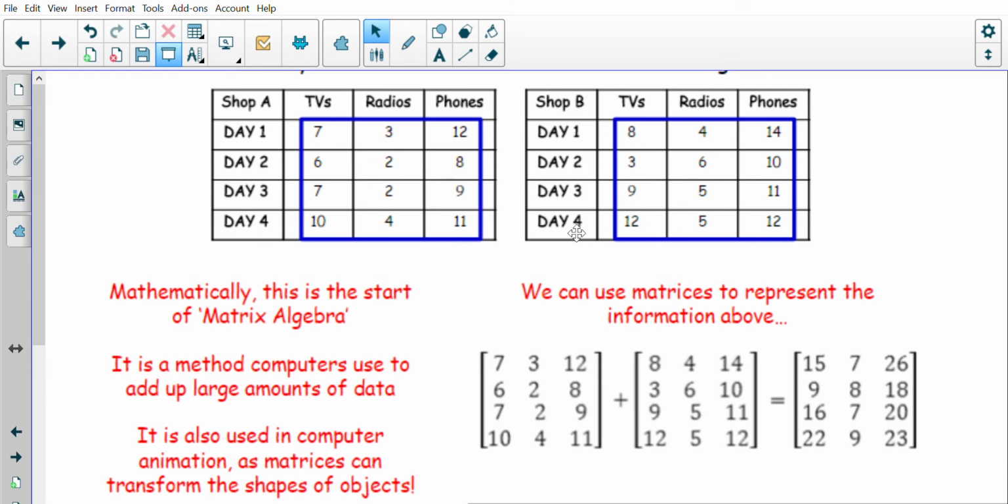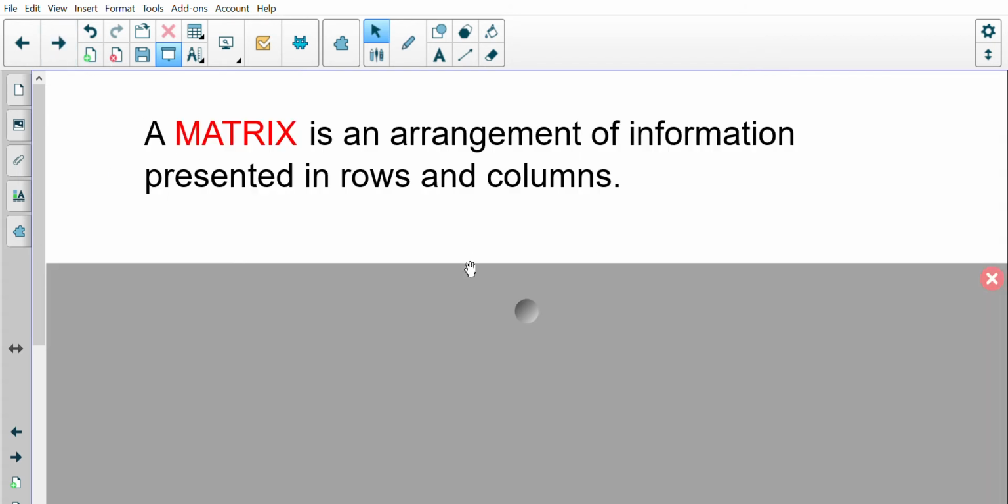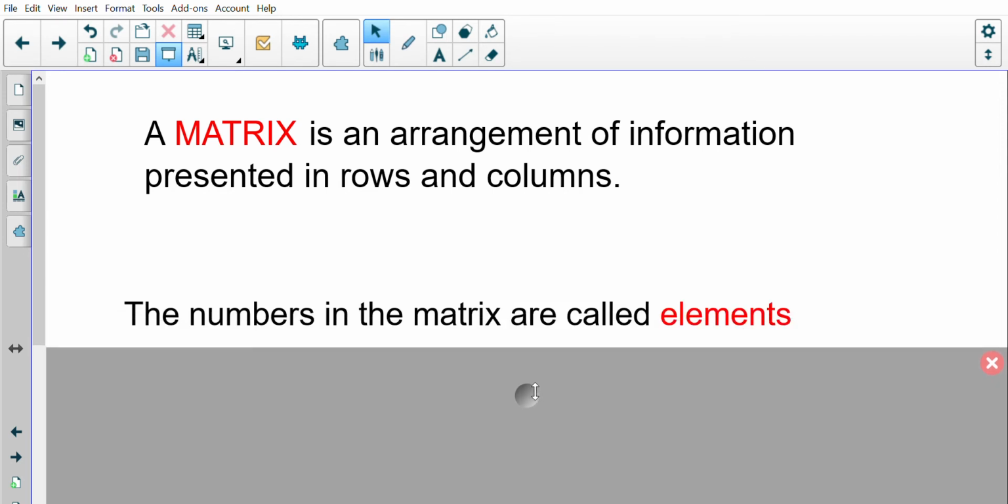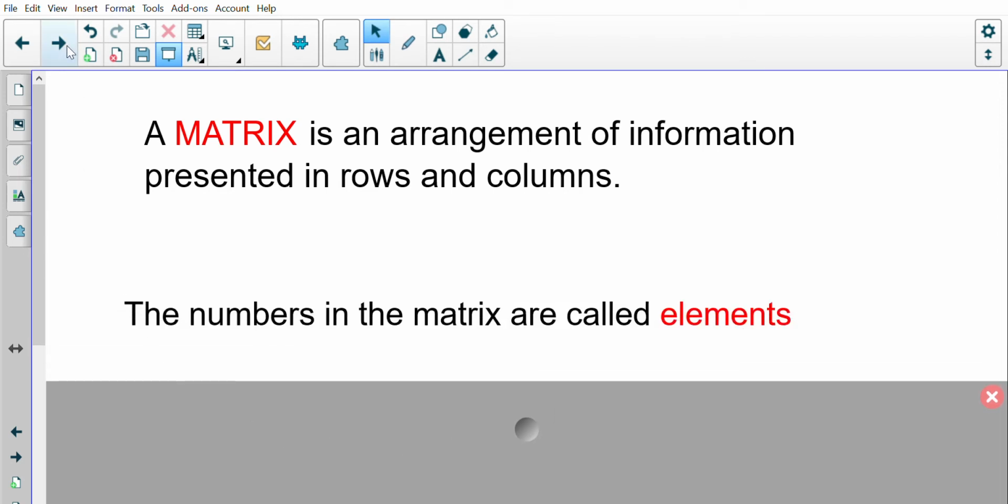And all we've done is taken each number in the matrices and added them together. So the 7 plus the 8 has given us the 15, the 3 plus the 4 has given us the 7, etc. This is the method that computers use to add up large amounts of data. So a matrix is an arrangement of information presented in rows and columns, and the numbers in a matrix are called the elements.